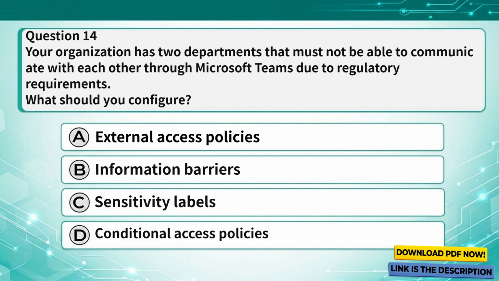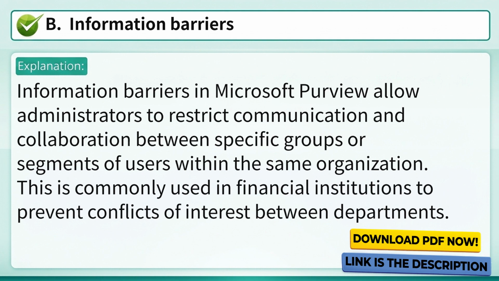Question 14. Your organization has two departments that must not be able to communicate with each other through Microsoft Teams due to regulatory requirements. What should you configure? A. External access policies. B. Information barriers. C. Sensitivity labels. D. Conditional access policies. Correct answer, B.